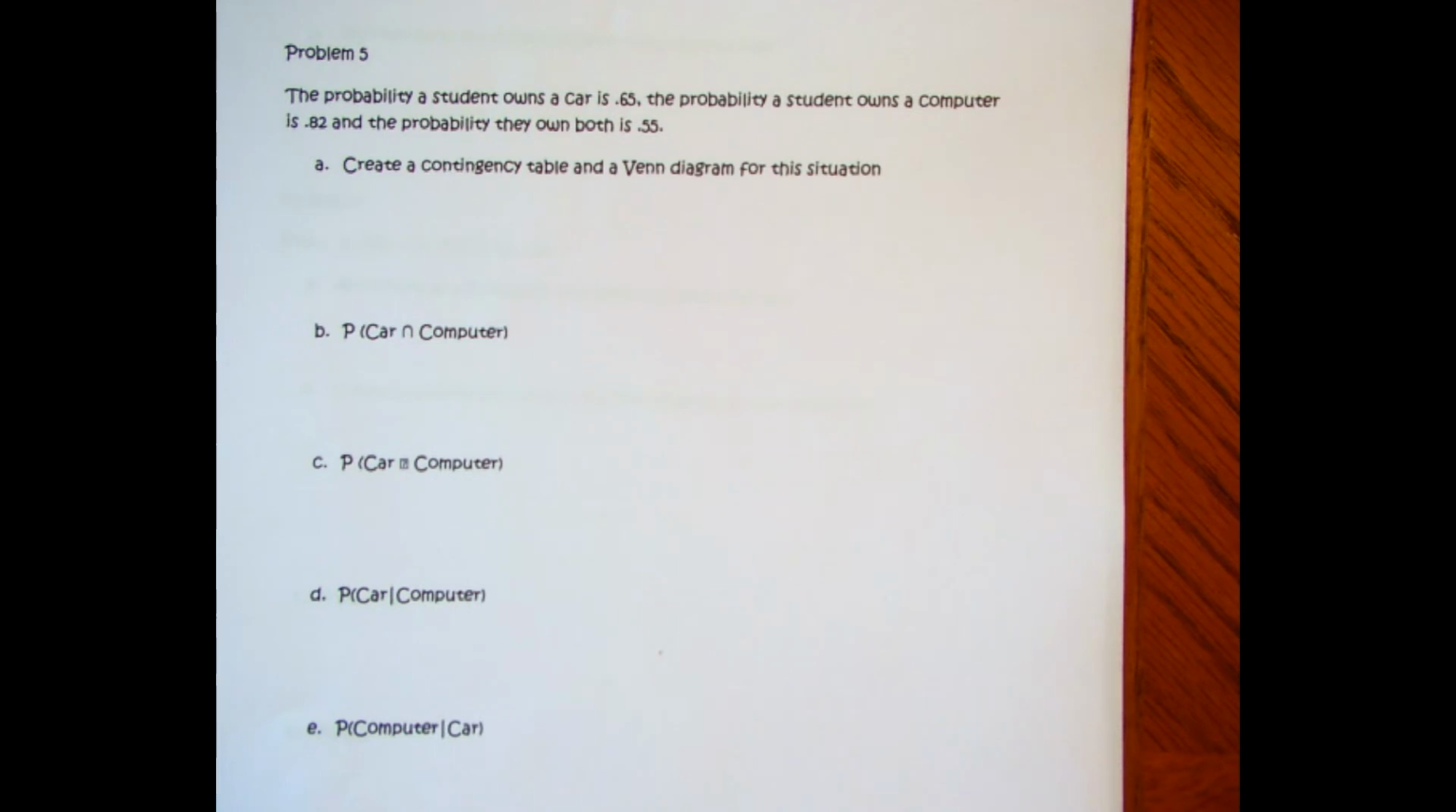Alright, so let's look at problem 5 here. We have the probability a student owns a car is 65%. The probability a student owns a computer is 82%. And the probability they own both is 55%. Okay. So we've got to create a contingency table and a Venn diagram.